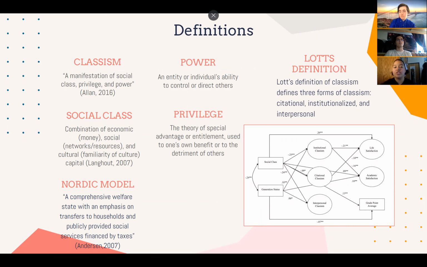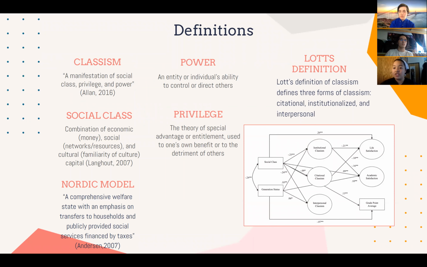There's classism, which is a manifestation of social class, privilege, and power. Social class is a combination of economic, social, and cultural capital, in terms of money, network and resources, and familiarity of culture. And then power, which is an entity or individual's ability to control or direct others. Privilege, the theory of special advantage or entitlement used to one's own benefit or to the detriment of others.